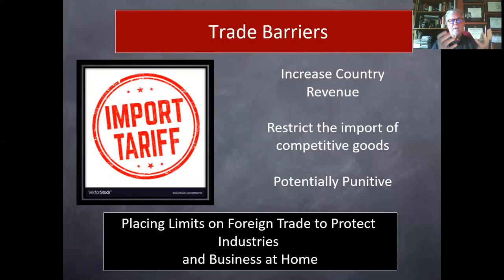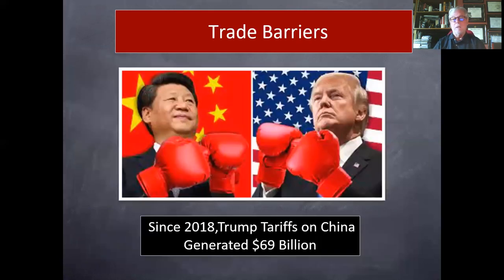So trade barriers, tariffs, what do they do? Well, first they increase country revenue. It's a great source of revenue to a country. They can restrict the import of competitive goods. For example, if you were in France, do you want California wine coming in? Or you produce steel in the United States, do you want Chinese steel coming in? And it can also be potentially punitive, being a measure that punishes a country for not being a friend of the United States. And that's a good example here, trade barriers with China.